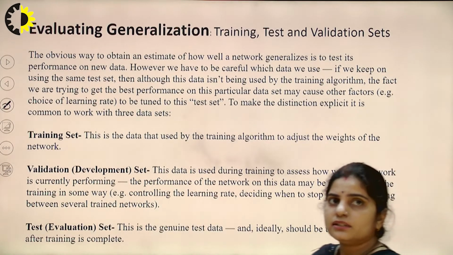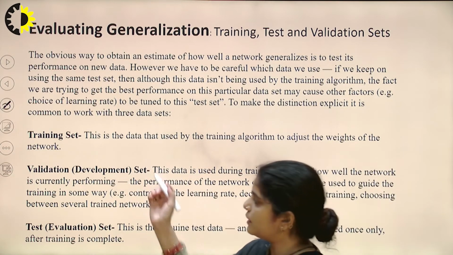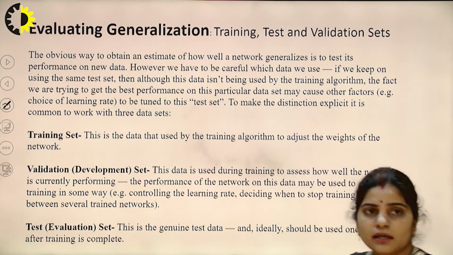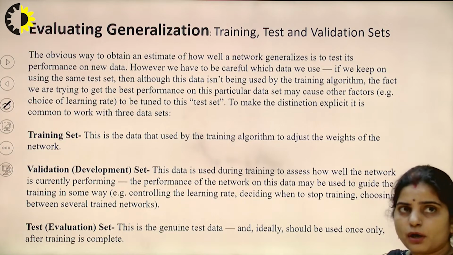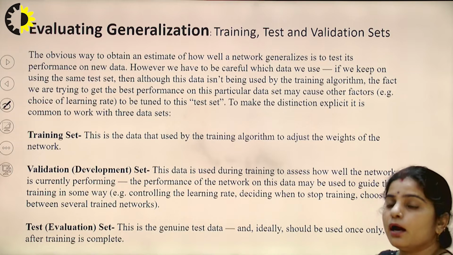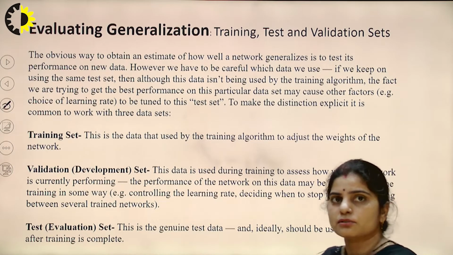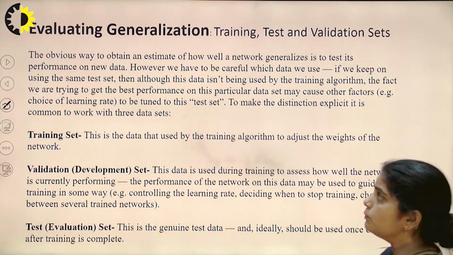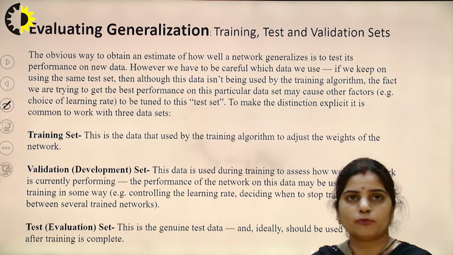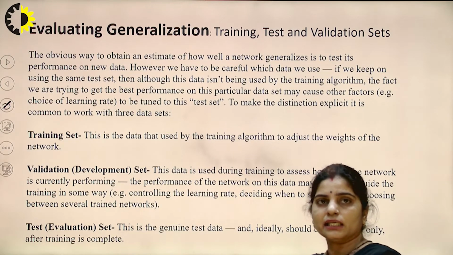To evaluate the generalization, we have three sets: the training set, the validation set, and the evaluation set. The simple way to obtain an estimate of how well a network can generalize is to test its performance on new data, but we have to be careful about which type of data we are using, or from which source we are taking that data.